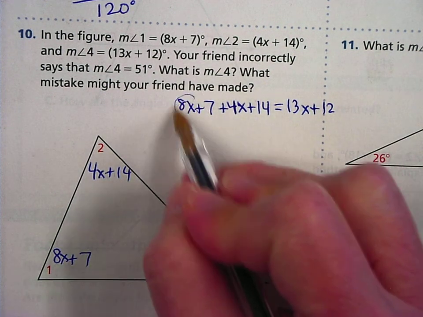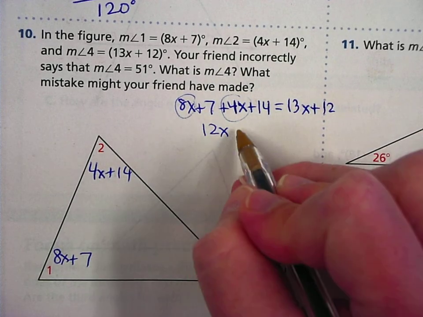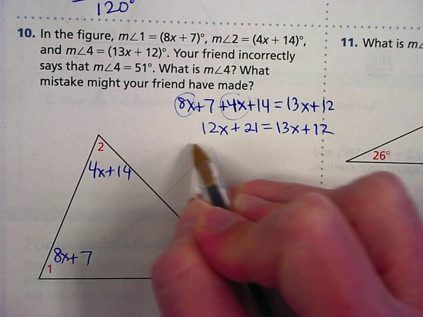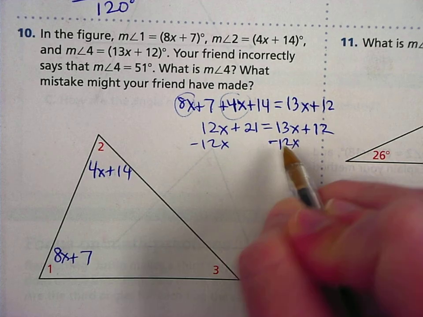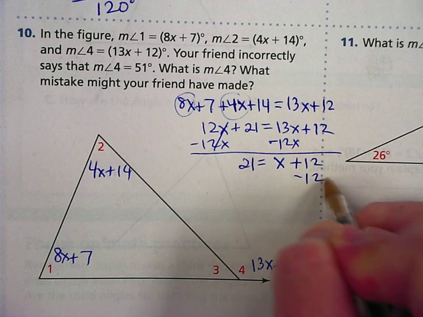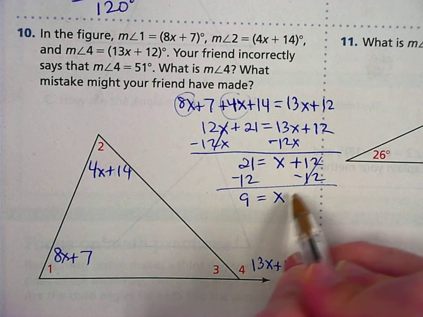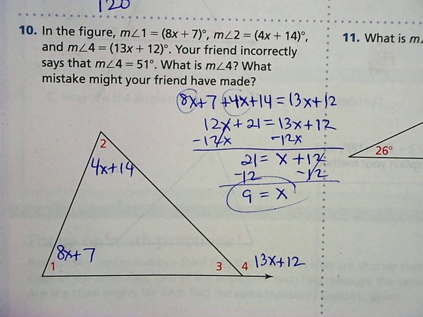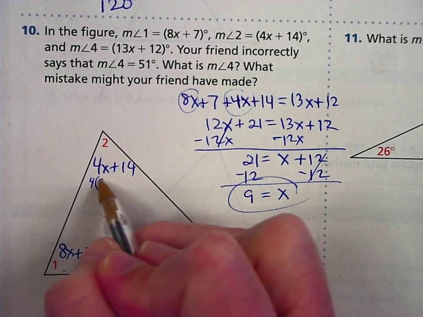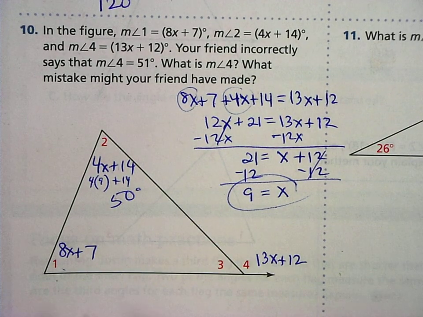Okay, so now I'm going to add these two like terms together because those both have x's. Those are like terms, 12x, and then 7 plus 14 is 21 equals 13x plus 12. I'm going to subtract x. Now I'm going to move and get like terms together on the same side. So now I'm going to subtract 12, and x is 9. So now that I know that x is 9, I'm going to actually plug in 9 to all of these and figure out what all of these measure. So 4 times 9 plus 14, that's 50 degrees. So I know angle 2 is 50 degrees.